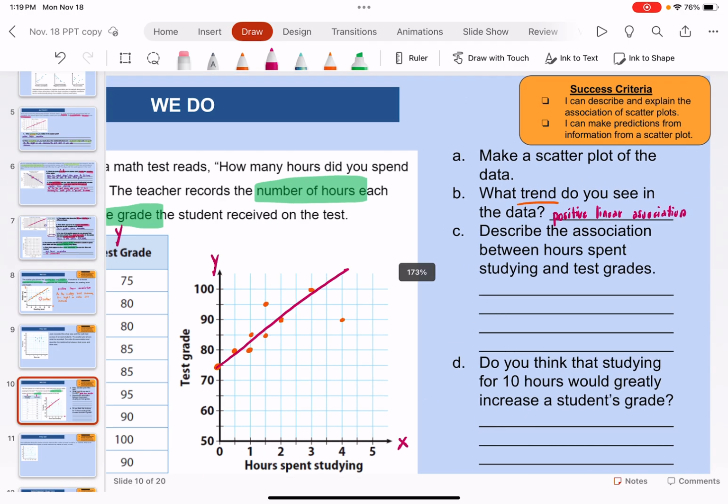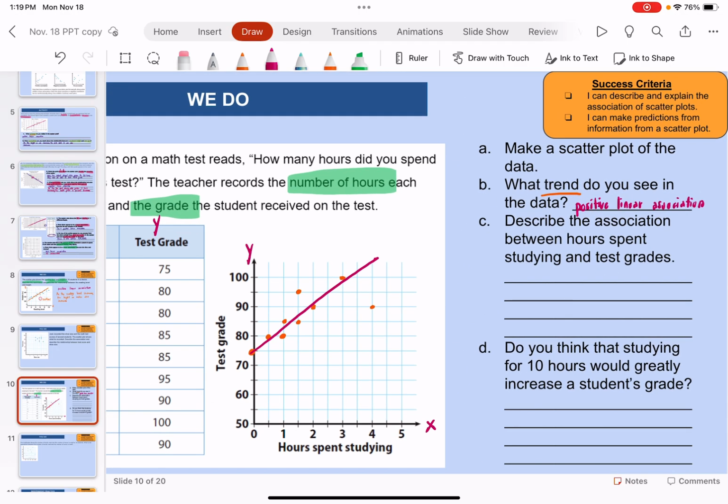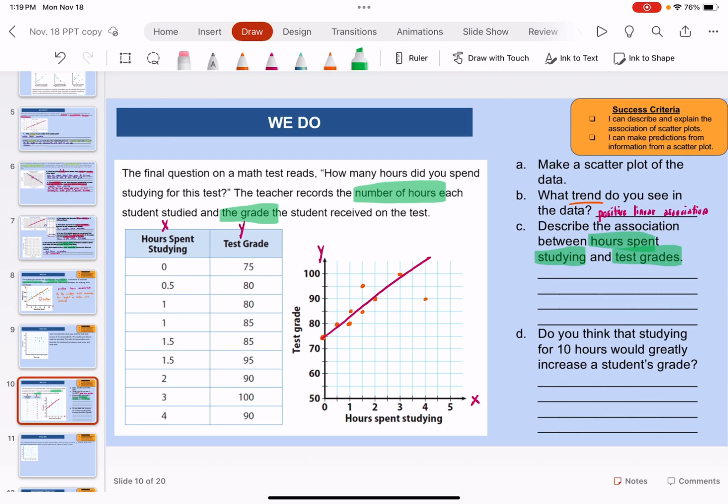And next, C, describe the association between hours spent studying and test grades. Okay, so because of the trend line, we can more easily see the relationship, right? So we're going to write the statement. So as the hours spent studying increases, the test grade also increases.